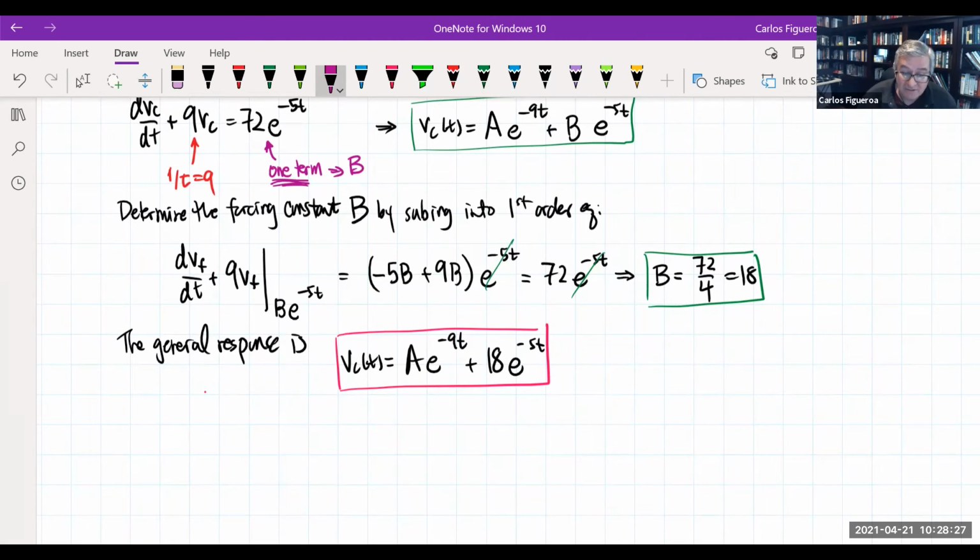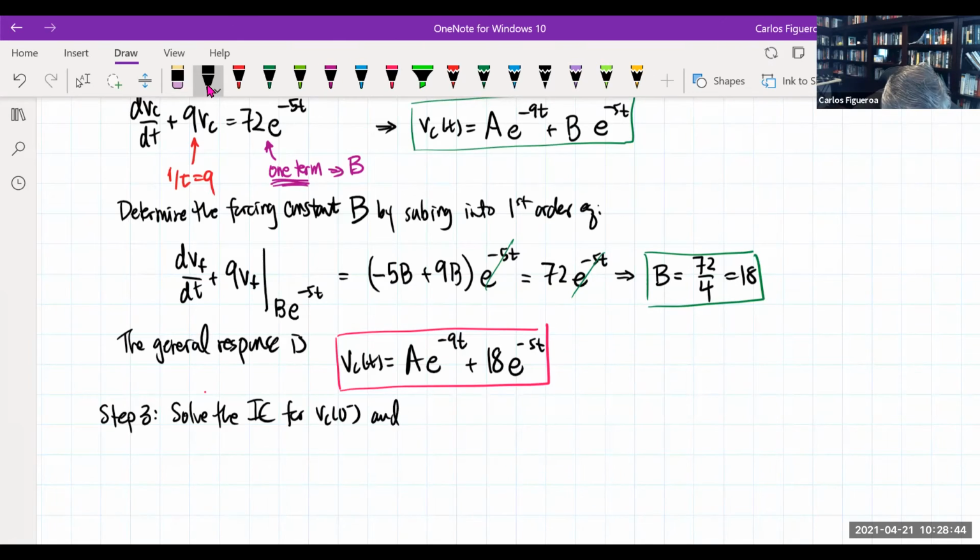So now here I go, step 3. Let's go right through this here. So step 3, what I'm going to do is solve the IC for VC of 0 minus and determine constant A. So let's go do that.